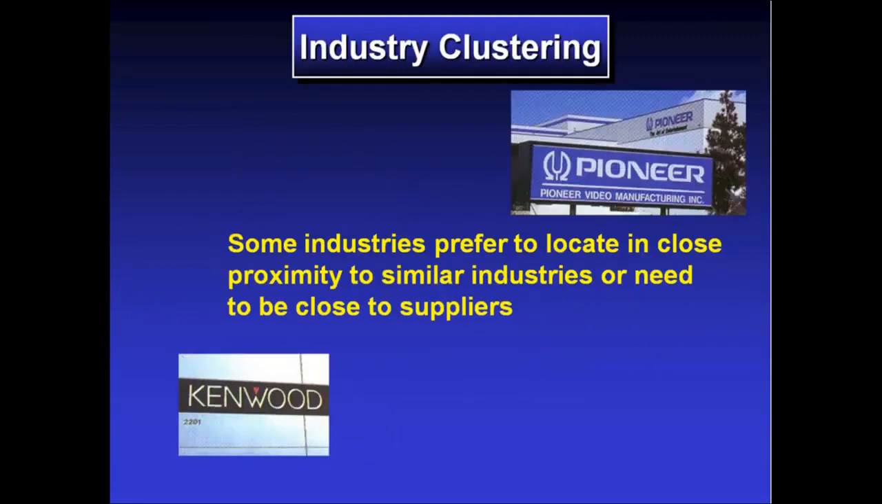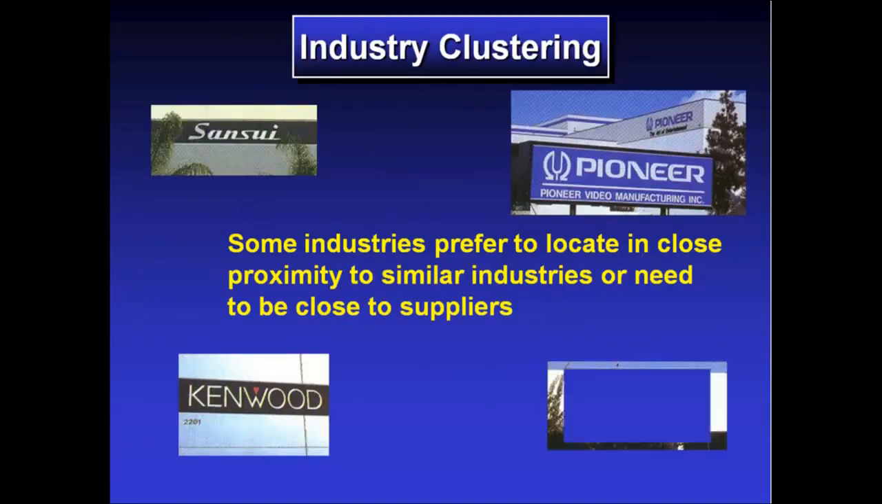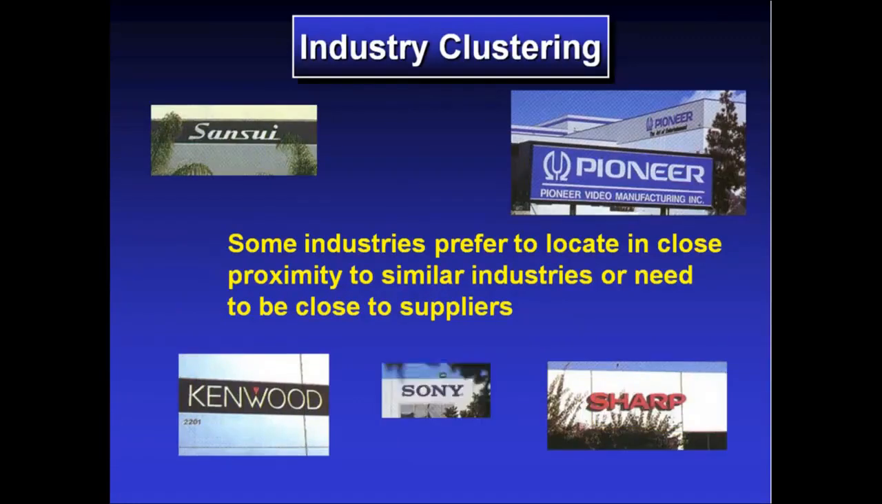Industry clusters, birds of a feather flock together. Here's some example in the electronics industry of names that you know, but there are a lot of other names that you don't know. They want to be located similar to, or in proximity to similar industries so that they can draw from the same employee base, use the same suppliers.